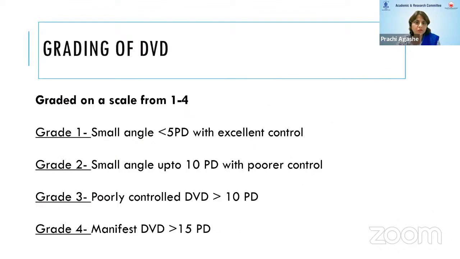Grading of DVD is as shown. Grade 1 is a small angle less than 5 prism diopters with excellent control. Grade 2 is up to 10 PD with poorer control. Grade 3 is poorly controlled DVD measuring more than 10 PD, and grade 4 is manifest DVD measuring more than 50.